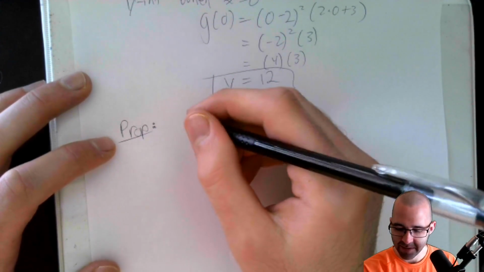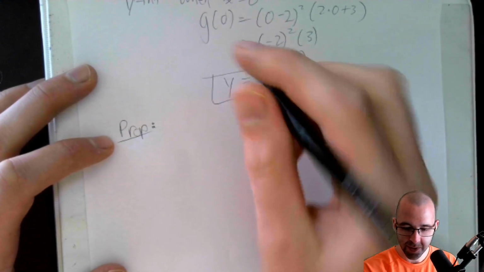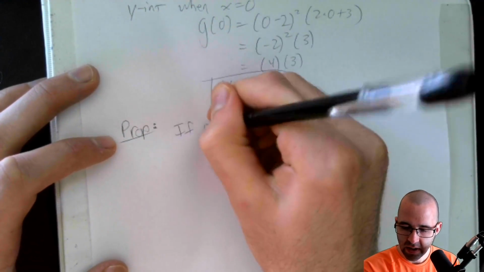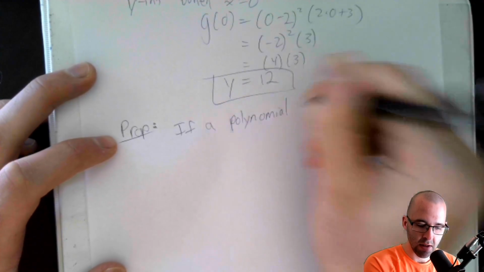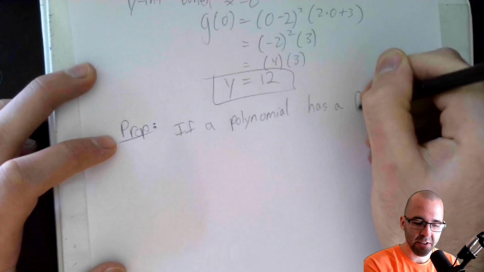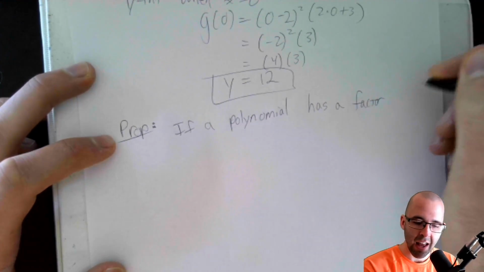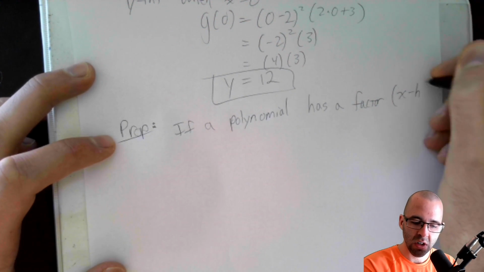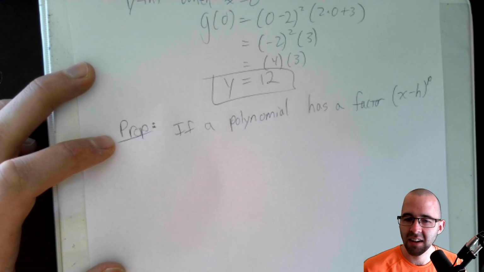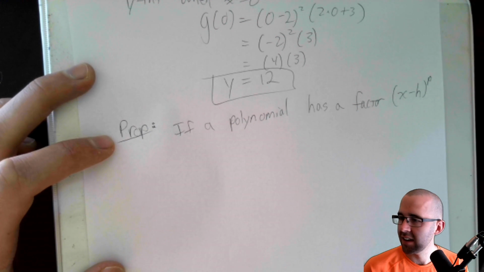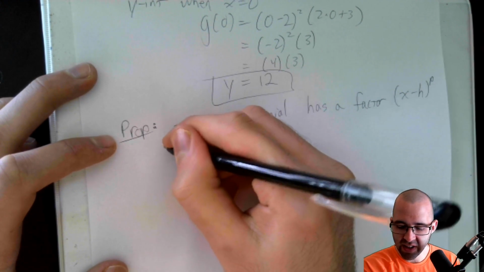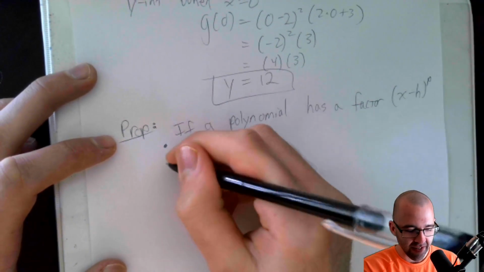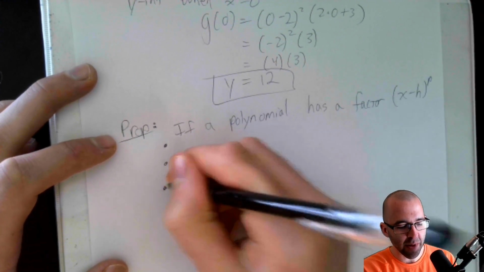All right, property. If a polynomial has a factor x minus h to the p, we've got three things we can say. All right, it can't be Boardwalk because there's three parts.